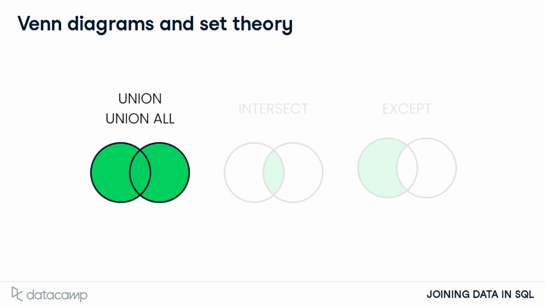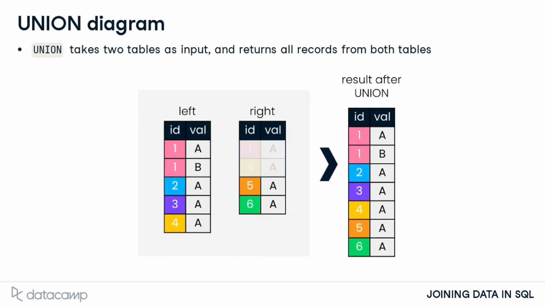In this lesson, we'll cover union and union all. Let's take a closer look at how they work. In SQL, the union operator takes two tables as input and returns all records from both tables. The diagram shows two tables, left and right, and performing a union returns all records in each table. If two records are identical, union only returns them once.